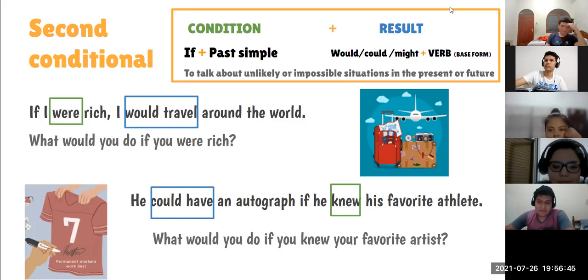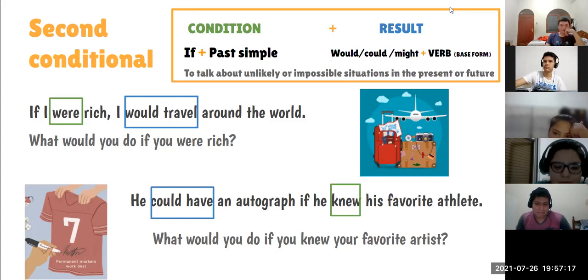If I knew my favorite actor or actress, I would ask her for a photo to remember the moment. You would ask him for a photo. Okay, yes. Any other options, guys?